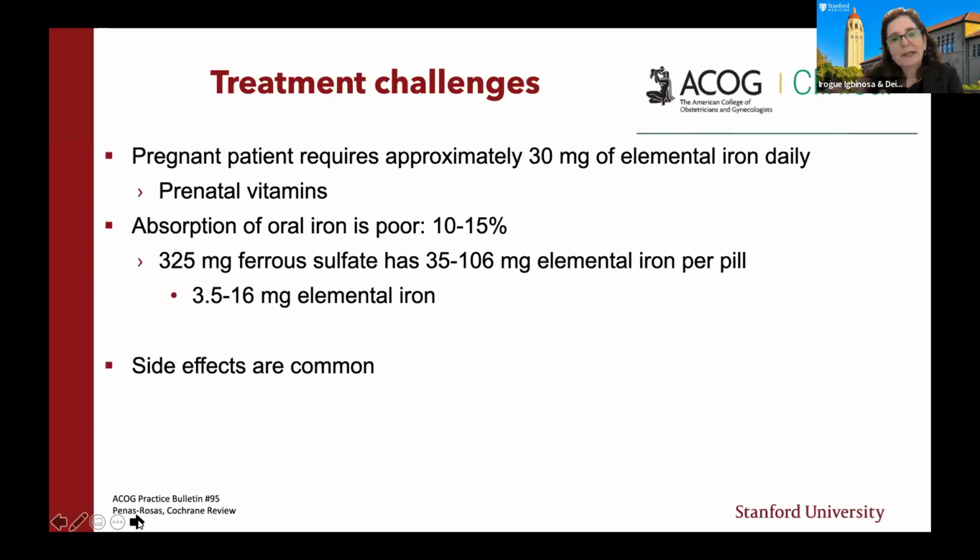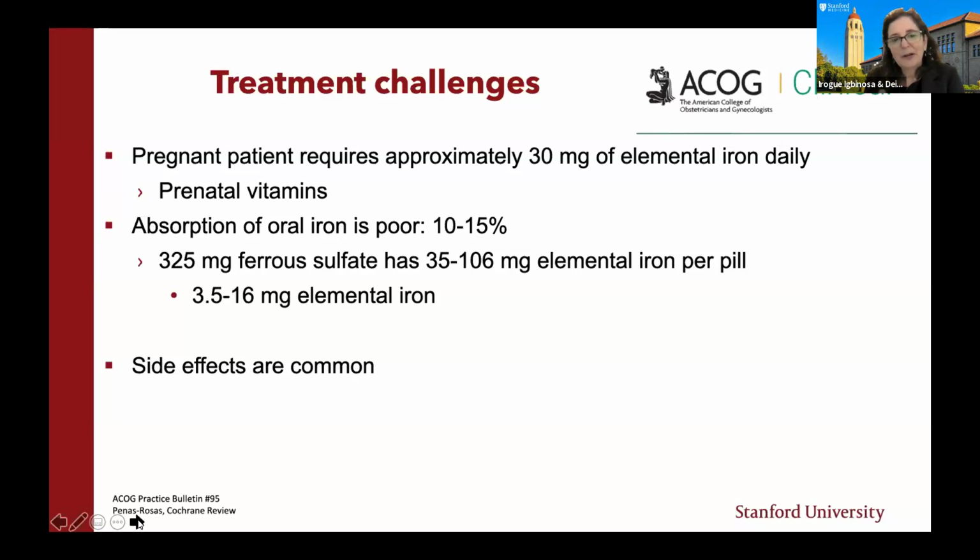So we know that pregnant patients require about 30 milligrams of elemental iron daily. A pregnant person gets a little bit in prenatal vitamins, of which only some may be taken up by her blood volume and the fetus. We know that that's often not enough. We also know that absorption of oral iron is poor. Only about 10 to 15% of oral iron that's ingested is absorbed.